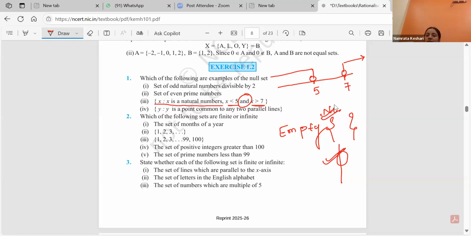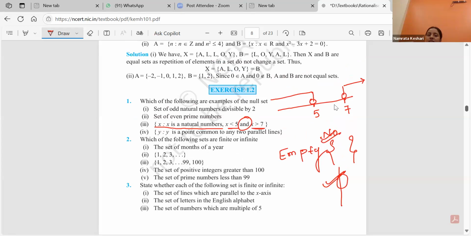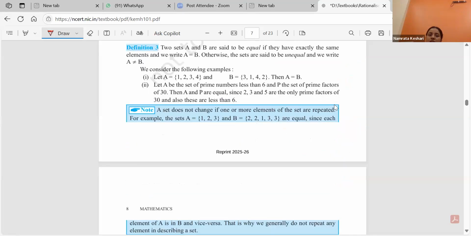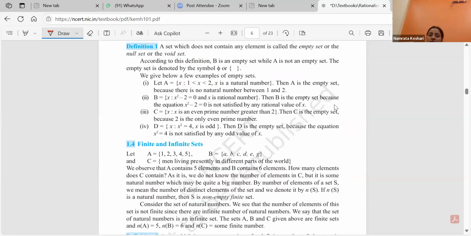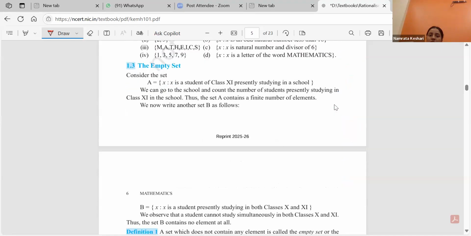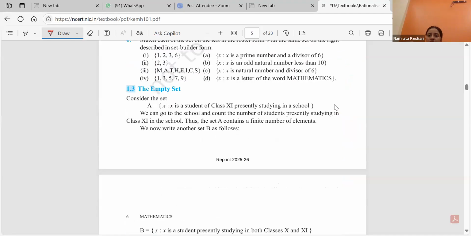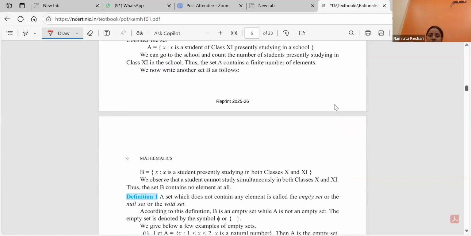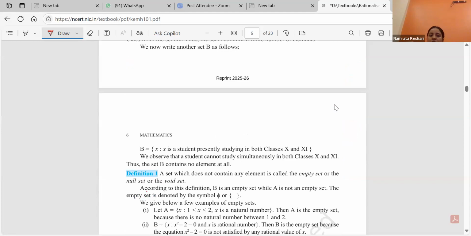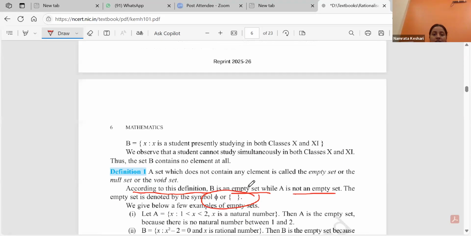Okay, so I need to check what exactly is the statement in the question. Can you see the statement one more time? Maybe the statement is quite different, such as by which symbol we represent it or something like that. Please check. I'm not sure. According to this definition, B is an empty set, A is not empty. The empty set is denoted by these two symbols. Okay, if I can zoom it for you. I need to check the statement, Manvi.